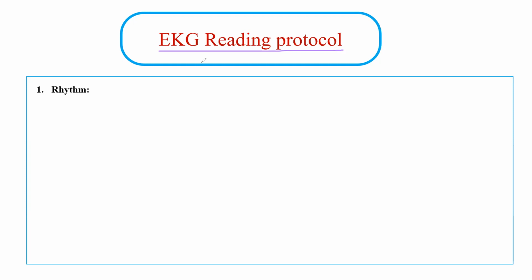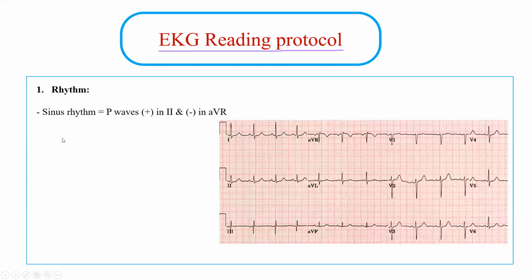The first section is the rhythm. In the rhythm, first we have to determine if this is a sinus rhythm. Sinus rhythm means we have a P wave that is positive in lead 2 and is negative in AVR. Just like in this EKG, if we look here, it's positive in lead 2 and it's negative in AVR. So this is sinus rhythm.